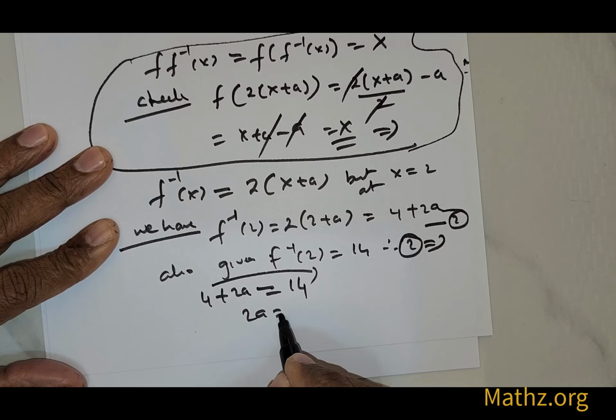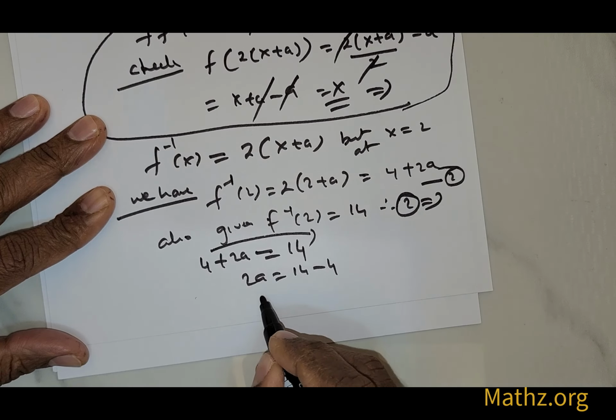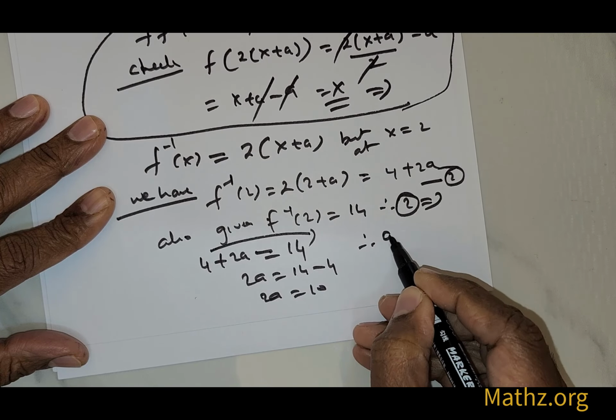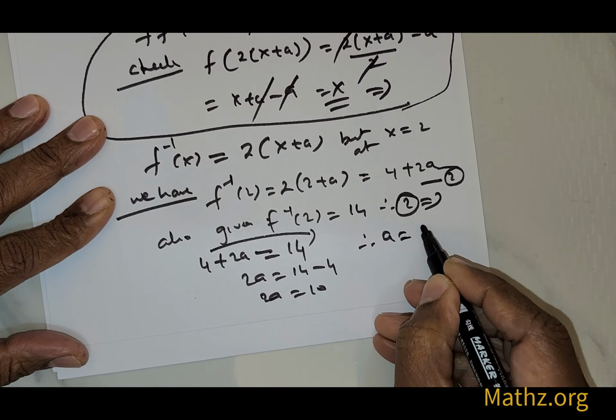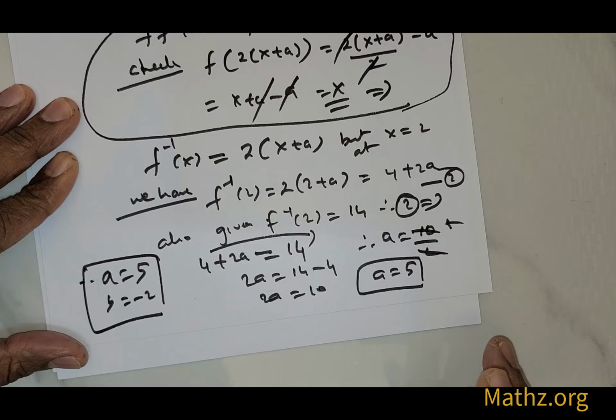Move this to the other side. 2a is equal to 14 minus 4, which means 2a is equal to 10. Therefore a is equal to 10 over 2. 2 divides here 5 times, so a is equal to 5. So we have got a is equal to 5, b is equal to -2. So that is the first part.